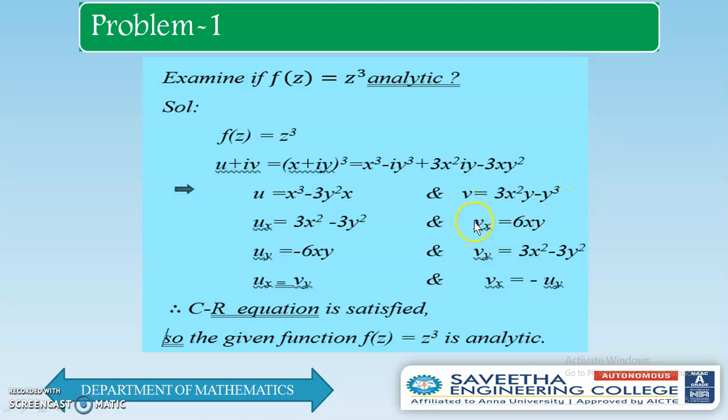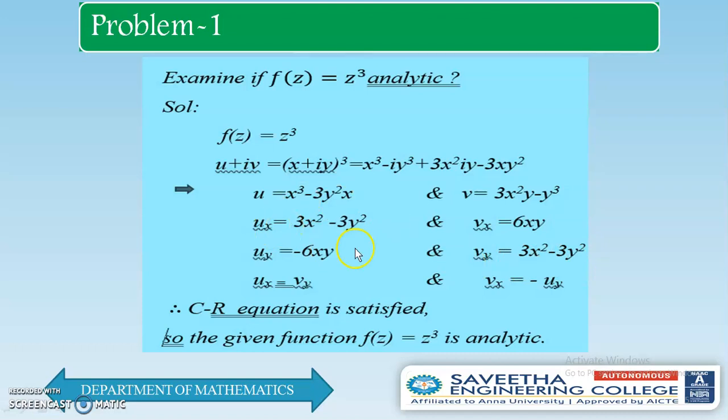That is the differentiation with respect to x. Vx equal to the differentiation of 3x square is 6x, y is a constant term, we write it as it is. Then the differentiation of y cube is 0. Next with respect to y, vy equal to the differentiation of 3x square y with respect to y. The differentiation of y is 1, so we get 3x square minus the differentiation of y cube, which is 3y square. So next we can check the CR equations.